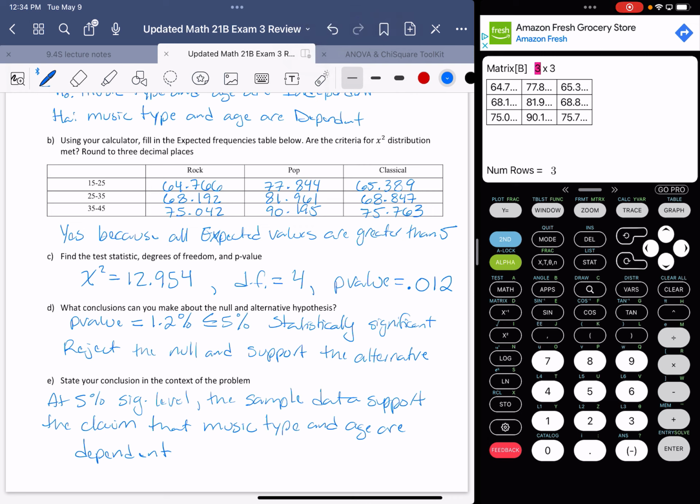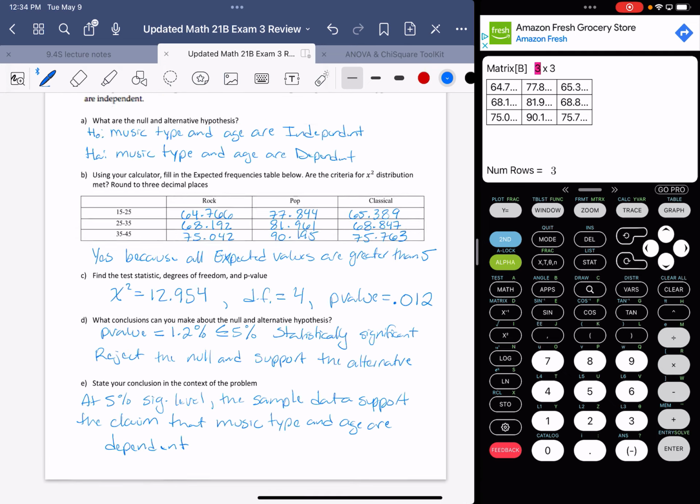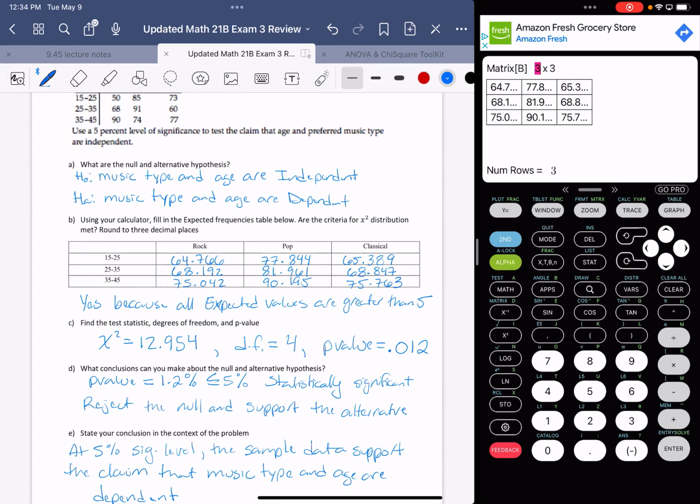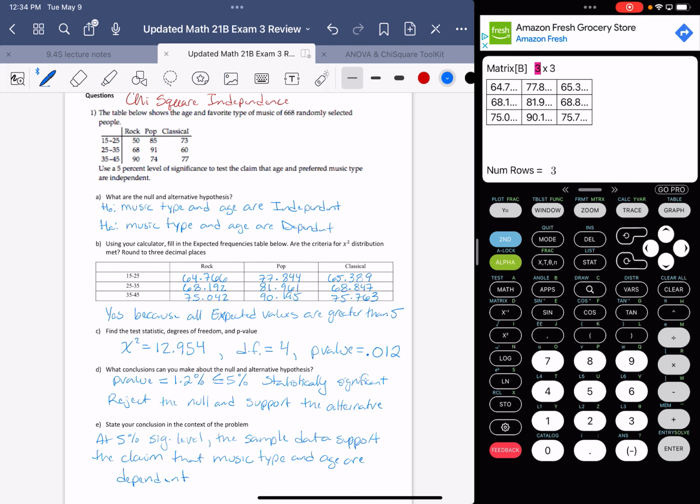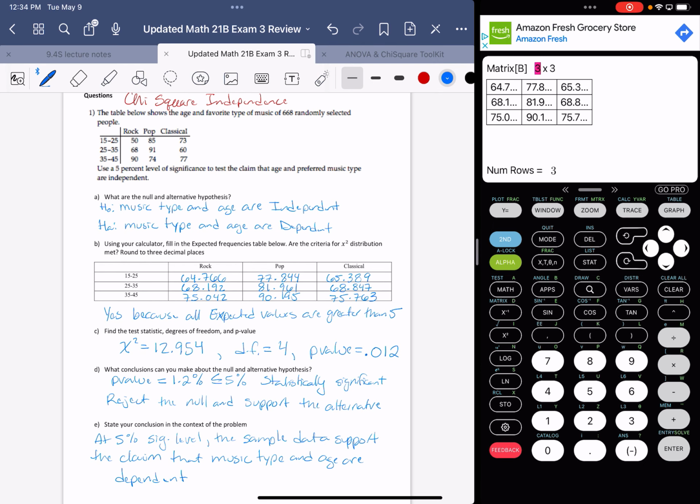Any questions? Yeah, so this is a really good example of chi-squared independence, right? Doing all the work out. Everyone feel okay? Are there any questions? Okay, you guys want to do another one? Definitely have time for another. Please. Okay.